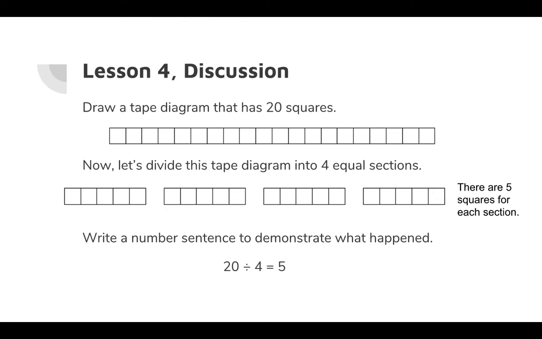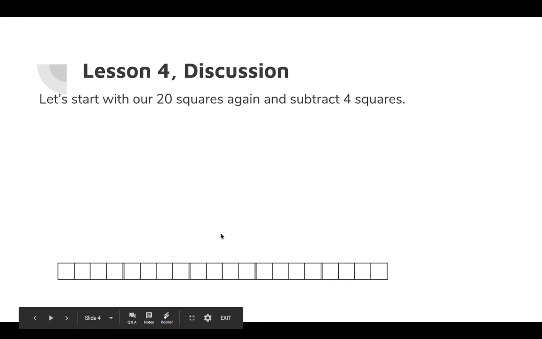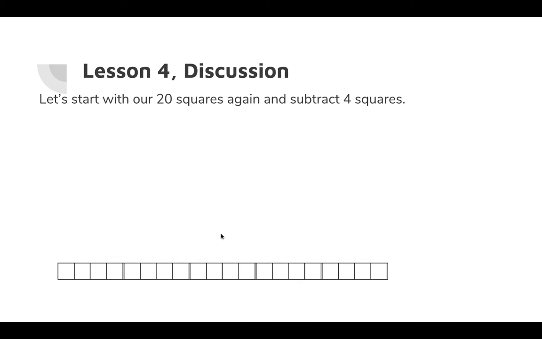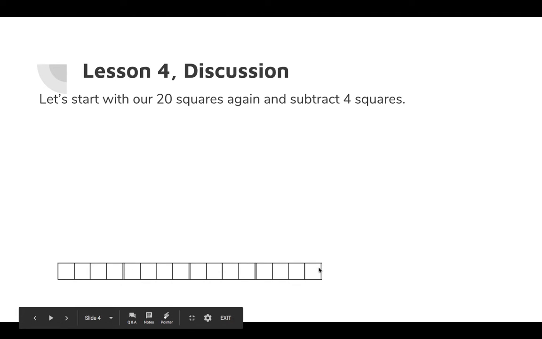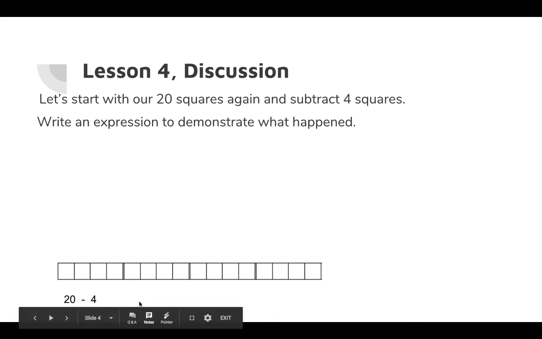20 divided by 4 equals 5, right? So we had 20 boxes divided by 4, and now we have 5 boxes in each. Simple enough. So let's start with our 20 squares again and subtract 4 squares. Here's our 20 squares. I'm going to take away 4 squares. Write an expression to demonstrate what happened. Remember that an expression shows us our numbers and their operation, but we're not really solving it yet. So 20 minus 4, just in case you can't see it, it's down here.